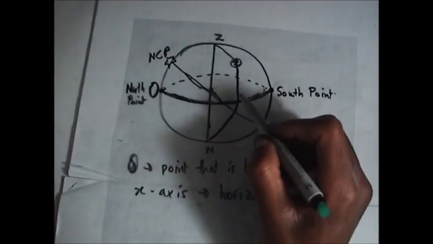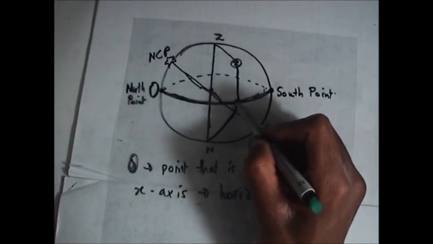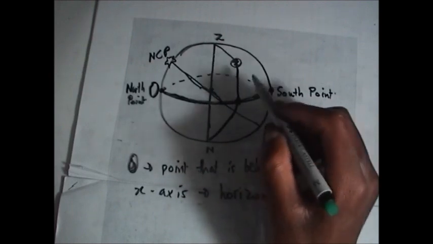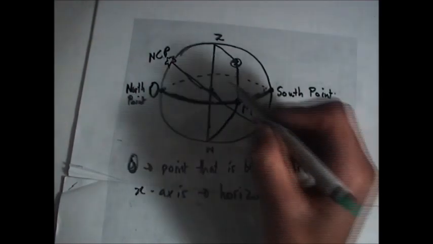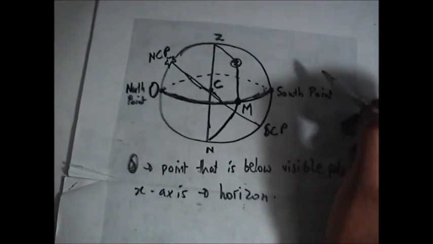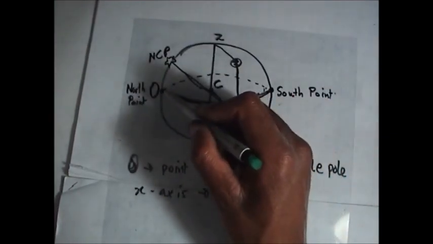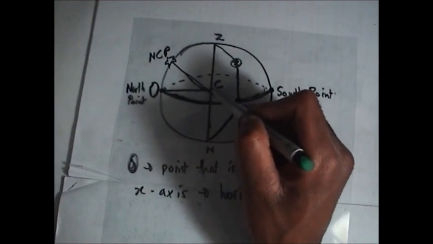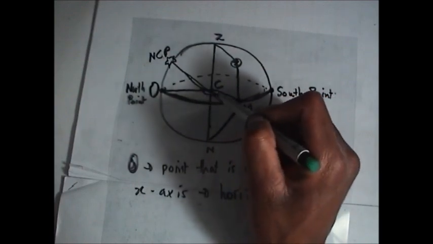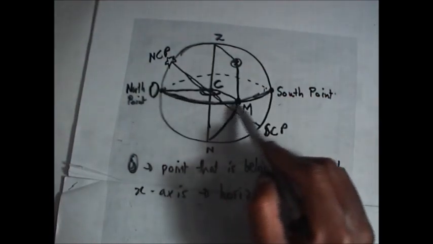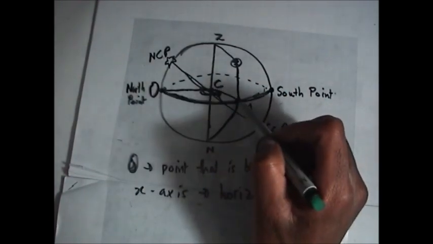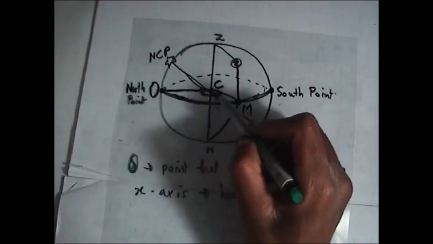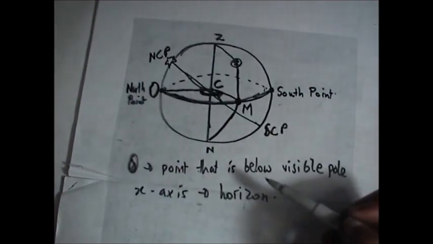How are we going to use it? We are going to use it the same way. Can you see what it cuts? It cuts the x-axis, or our horizon, at this point M. We are going to call the center C. So we are going to measure the angle OCM: how far along on the x-axis in degree terms is this point M from the origin? That angle OCM is what we are going to measure.